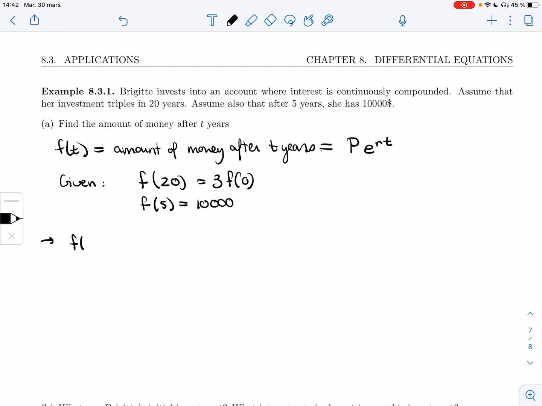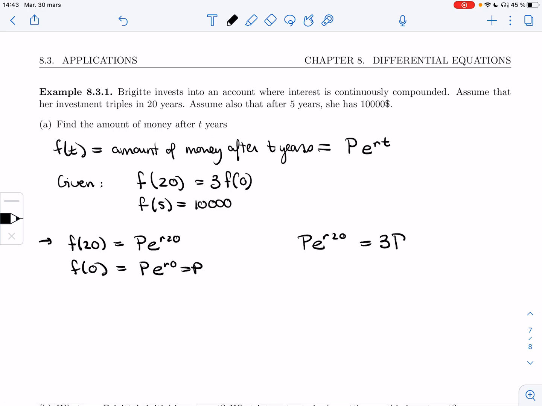So f of 20 is P e to the r times 20. F of 0 is P e to the r times 0, which is just P. So what I know is that P e to the 20r should be 3 times P. Now I can solve for r. The two P's will cancel.